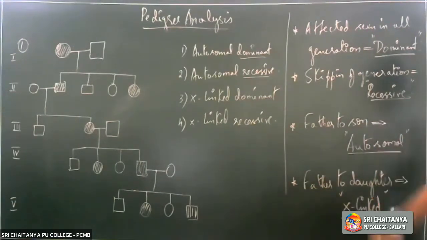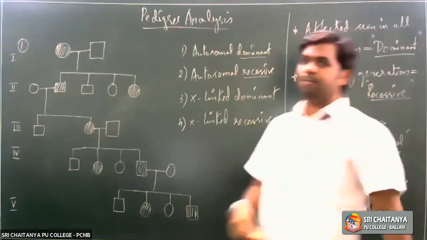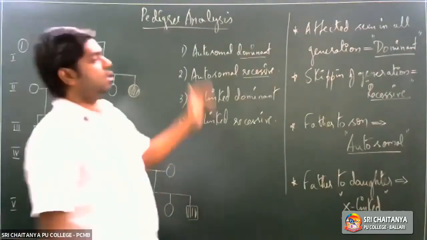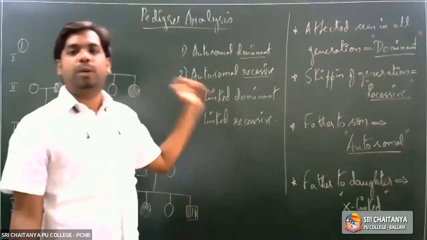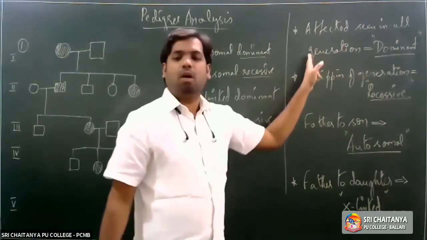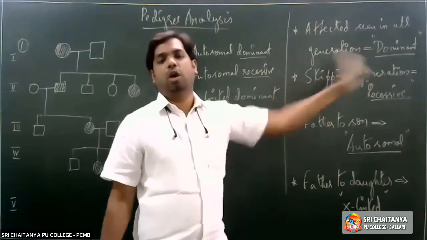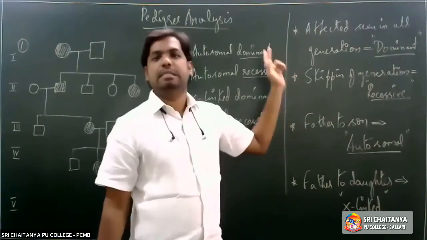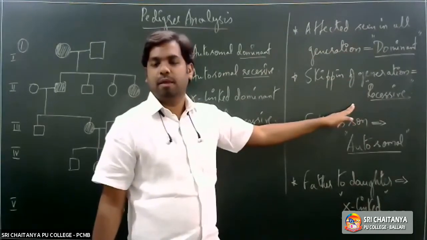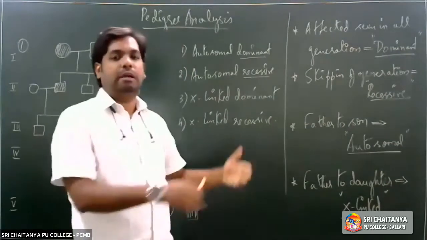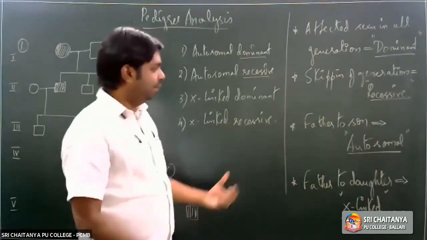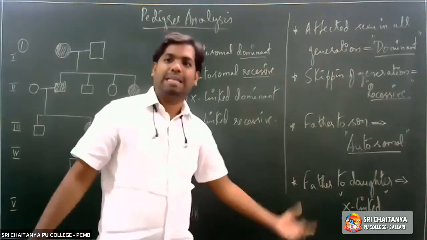Let us quickly get back to how to interpret it once again. Whenever a pedigree is given, first identify whether it is dominant or recessive. How do we identify that? If affected individuals are seen in all the generations, then it would be a dominant condition. If there is skipping of generations, then it would be a recessive condition. Once we are sure whether it is dominant or recessive, next, how do we identify whether it is an autosomal disorder or an X-linked disorder?